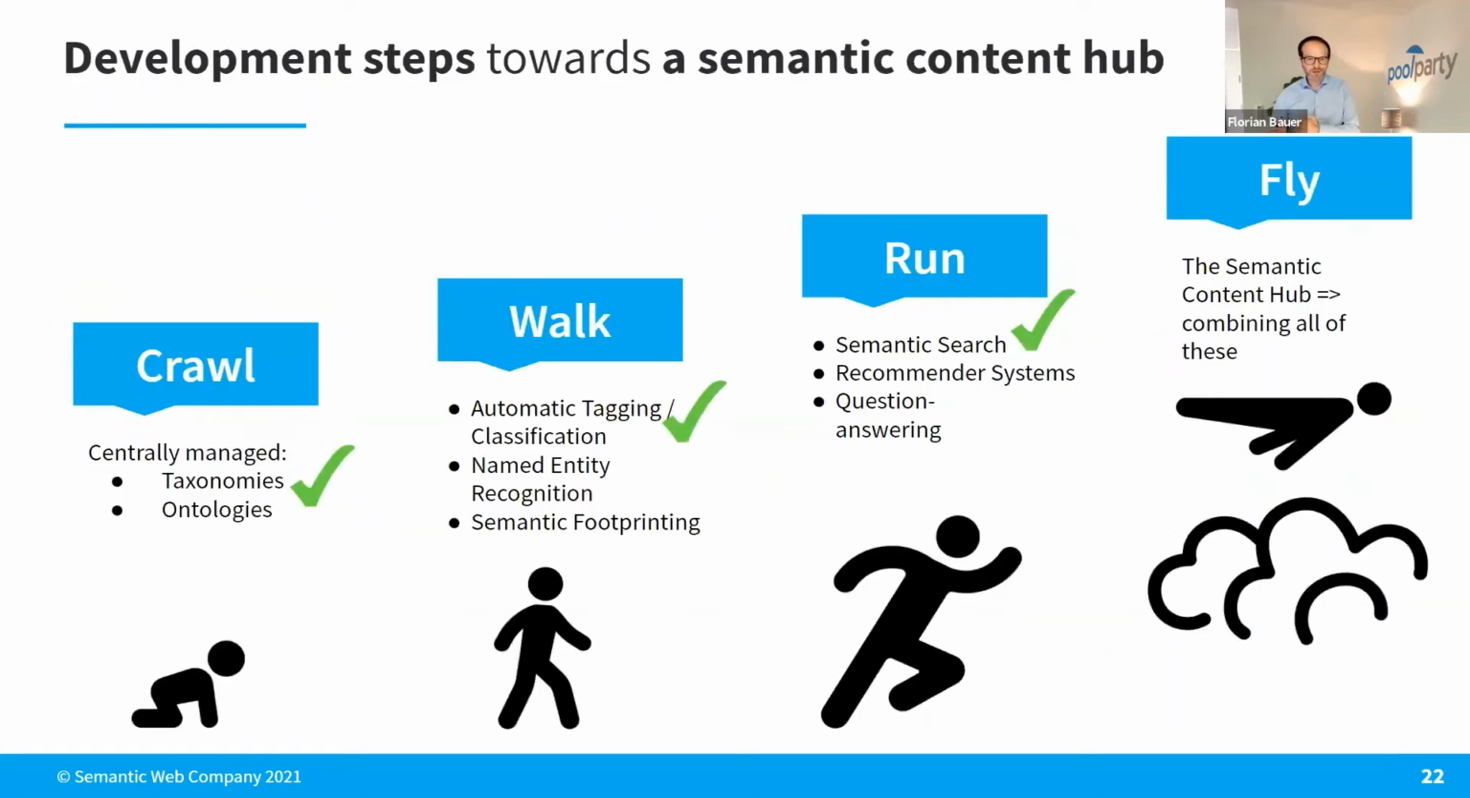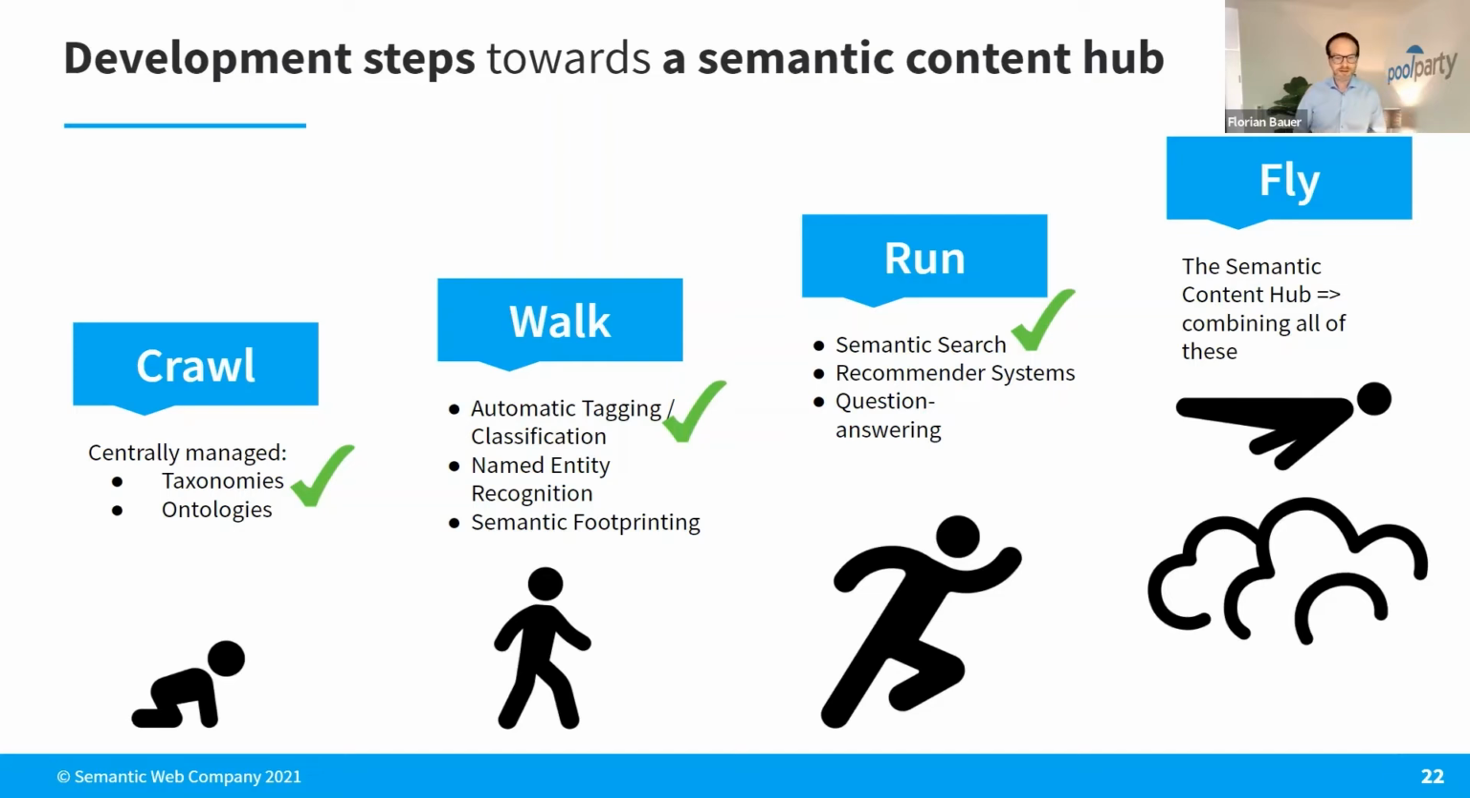So now we are in the run phase, and we have achieved that crawl, walk, run already with one of each of those points. So we talked about taxonomies, automatic classification, and semantic search, and of course that's already quite close to a real Semantic Content Hub. But as I said in the beginning, there are a lot of other possibilities here.